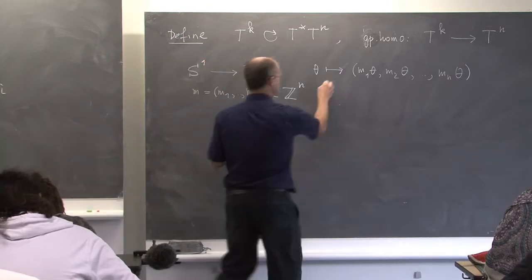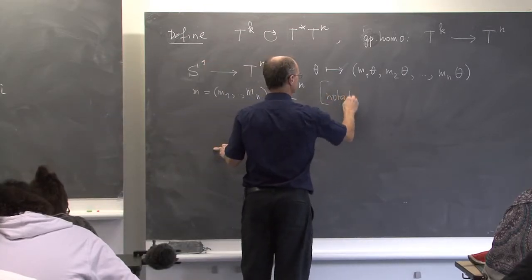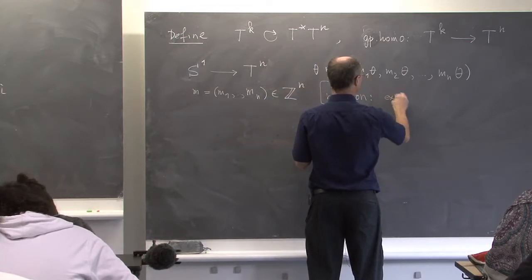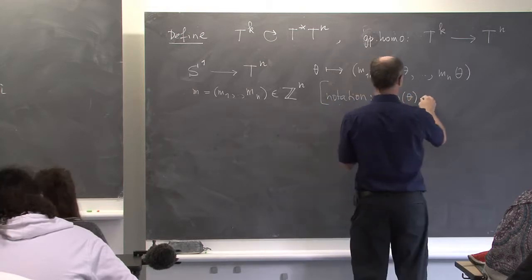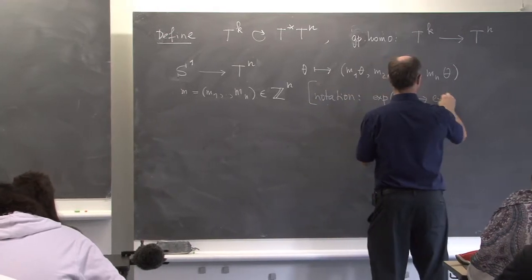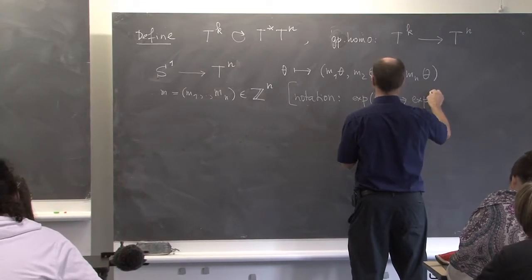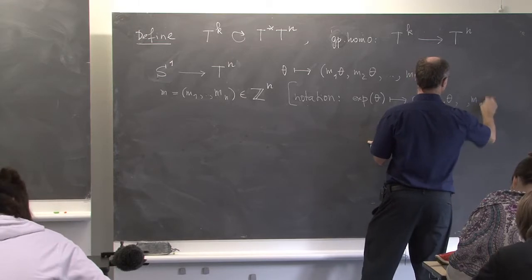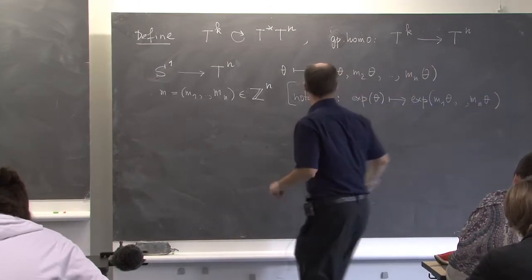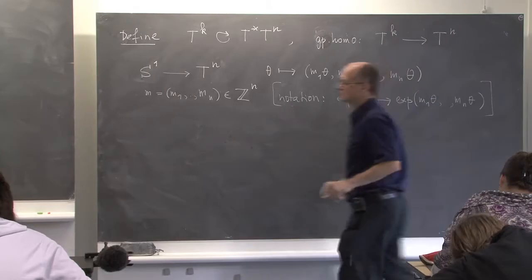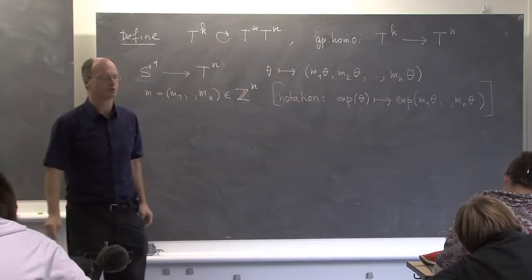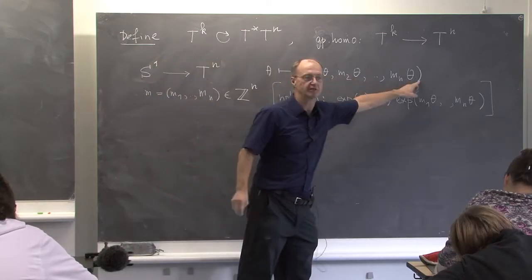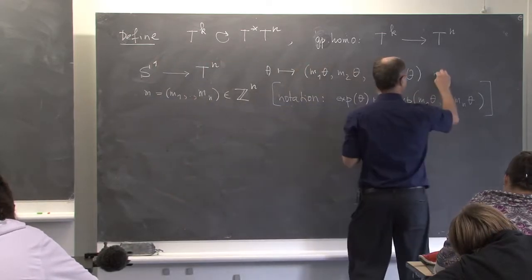Perhaps sometimes we can write it also with the following notation, right? Exponential of theta is mapped to exponential of the vector. So this simply means that we do everything mod 2 pi. This is defined mod 2 pi, and the right hand side is also defined mod 2 pi.